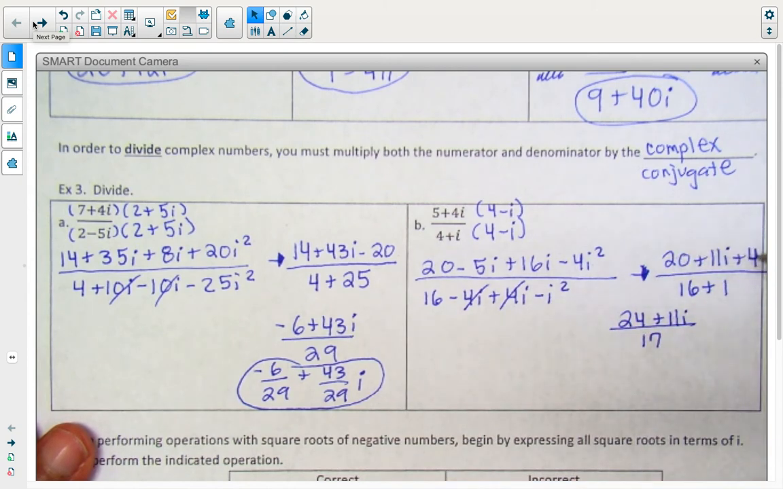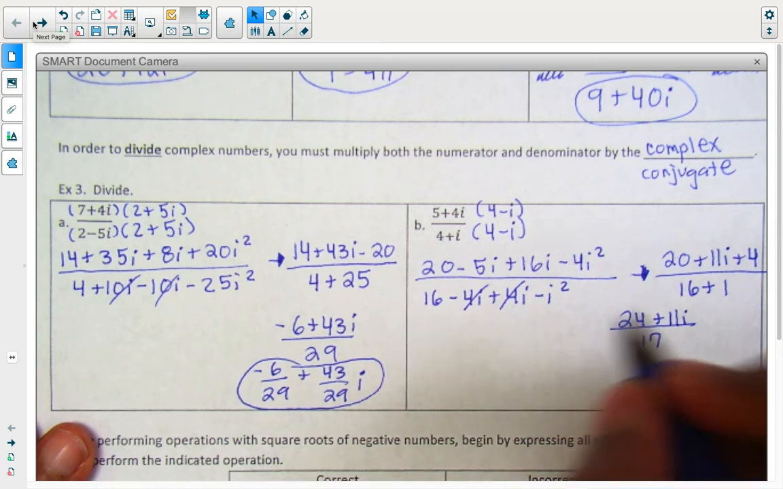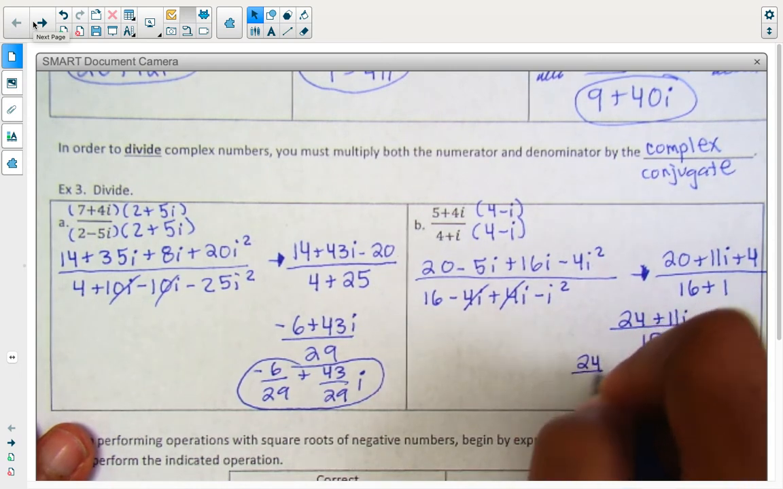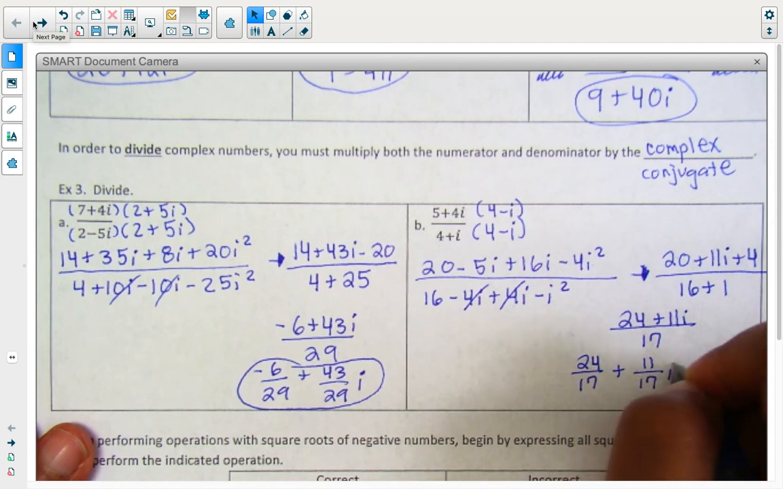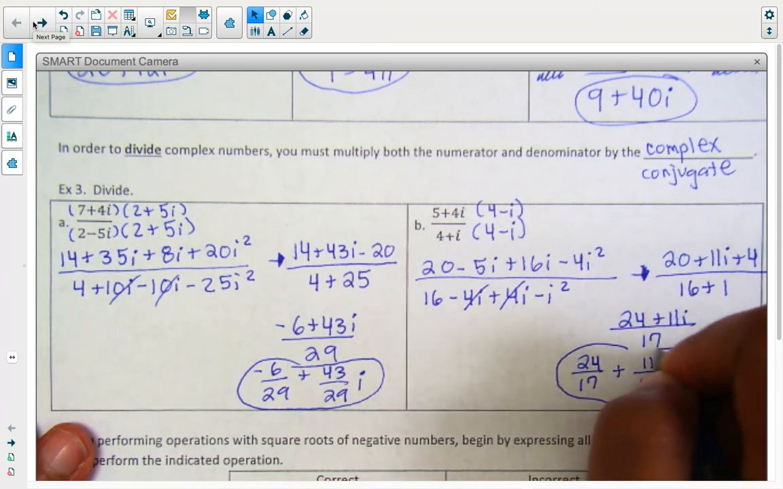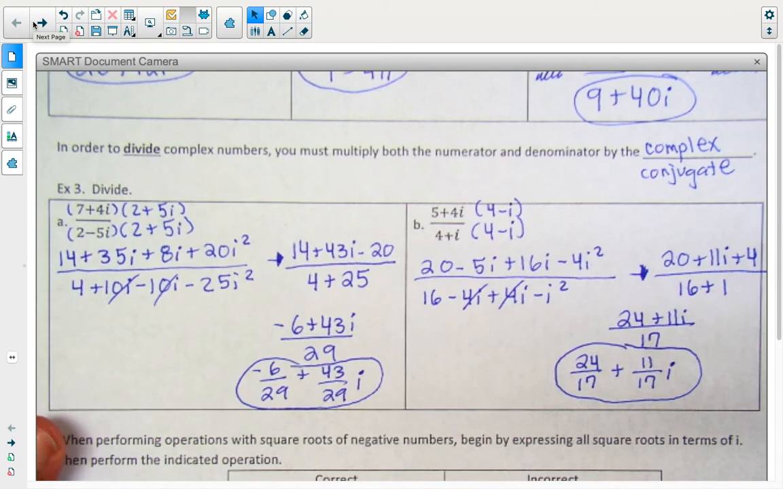So 20 plus 4 is 24. Bring the imaginary part down. 16 plus 1 is 17. And we can break it up into our two distinct parts. So 24 over 17 is the real part of our problem. And this is our imaginary part of the problem.